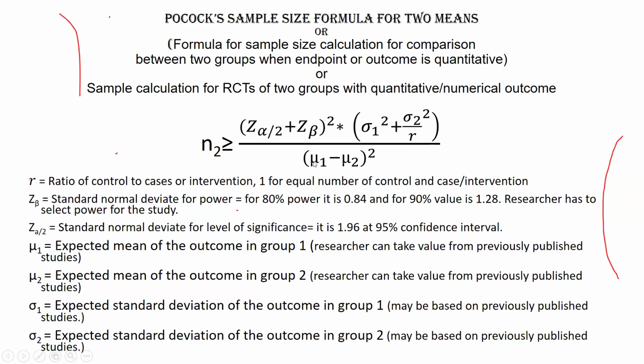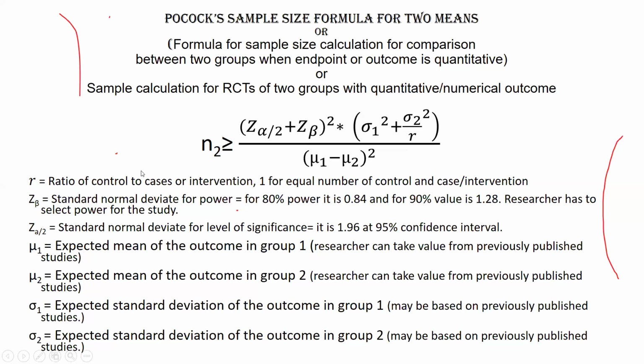Mu1 minus mu2. What do you mean by mu1 minus mu2, square? Mu1 means the mean of the outcome value in intervention group 1 minus the mean of the outcome value in the control group, square. That is, the mean of the serum creatinine in the intervention group at 6 months minus the mean of the serum creatinine value at 6 months in the control group. 1 means intervention, 2 means control. Please remember this square.